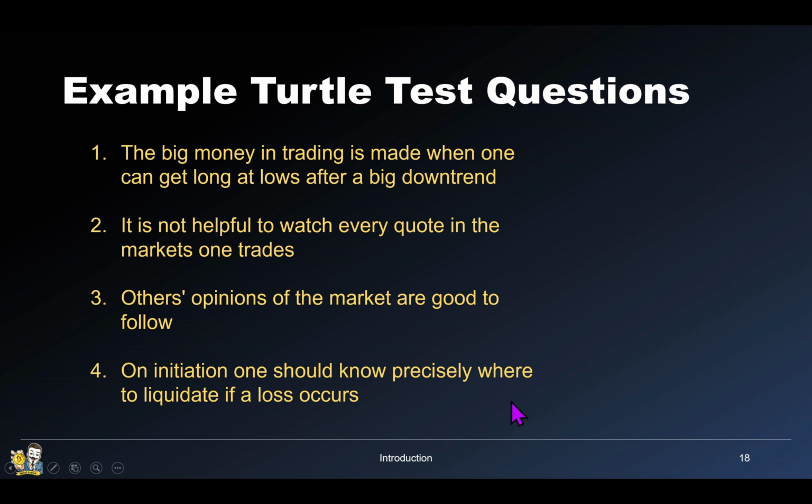So, what do you think? The first one is wrong. It's possible to make money all the time. The second is right. The third is false. Your strategy is better than everyone else's opinion. And finally, the last one is right. When you enter a position, you have to know at which level you will exit the position.